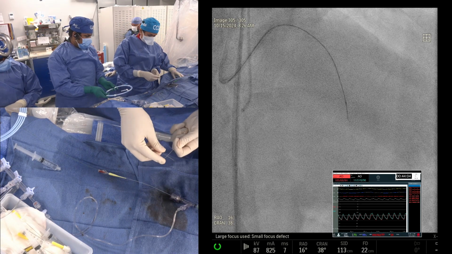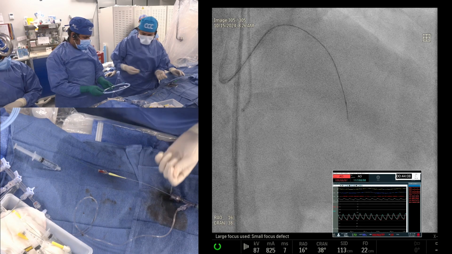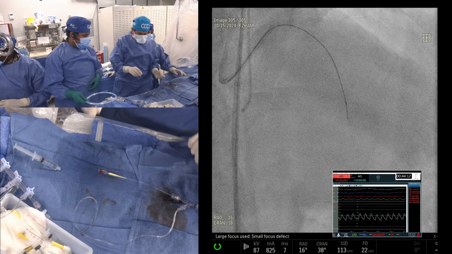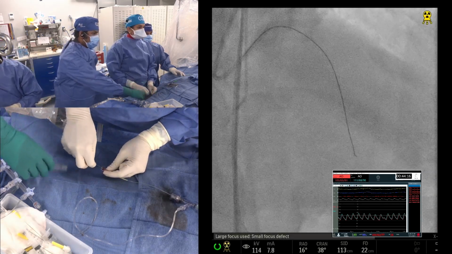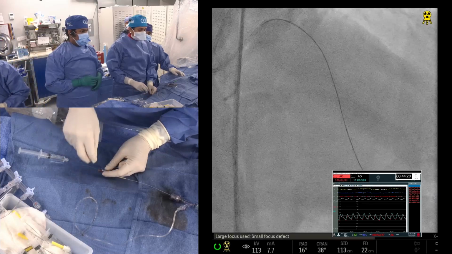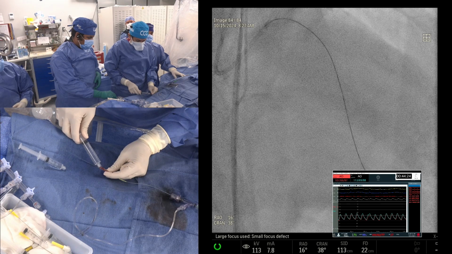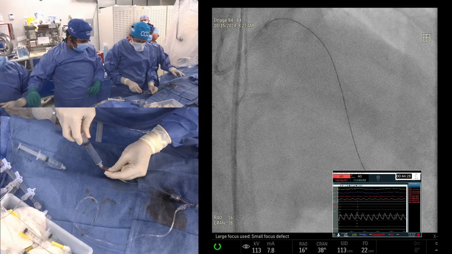Anu, in your own mind, what criteria have you established to call off a long, difficult CTO? Is it radiation level? Is it amount of dye? All of the above. More important is the time taken from proximal to distal cap. Right. I take it out.